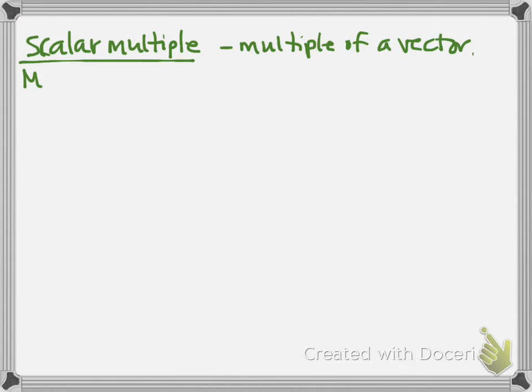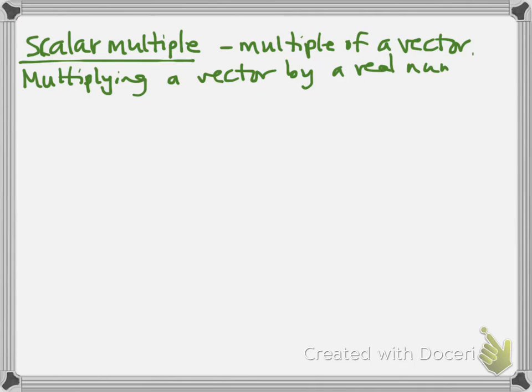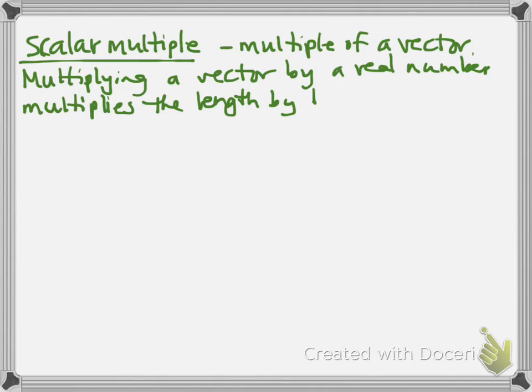So multiplying a vector by a real number multiplies the length by the absolute value of that number. And we'll demonstrate this.